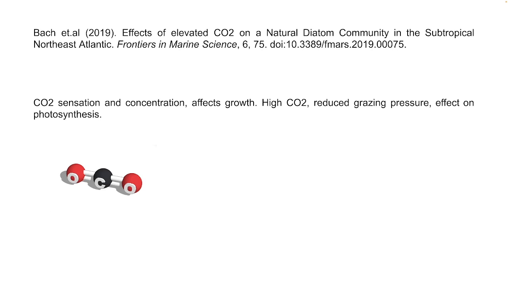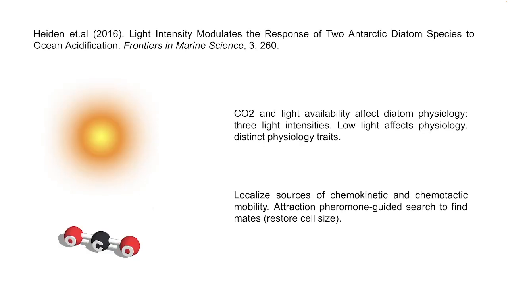So the diatom cells can sense CO2 concentration, and that affects growth of the cells and growth of the colony. In cases of high CO2, there's reduced grazing pressure and an effect on photosynthesis. And then in this paper, Hayden, light intensity modulates the response of 2 Antarctic diatom species to ocean acidification. There are 2 things that we see. The first is that CO2 and light availability affect diatom physiology. They tested 3 light intensities, and they saw that low light affects physiology and distinct physiological traits.